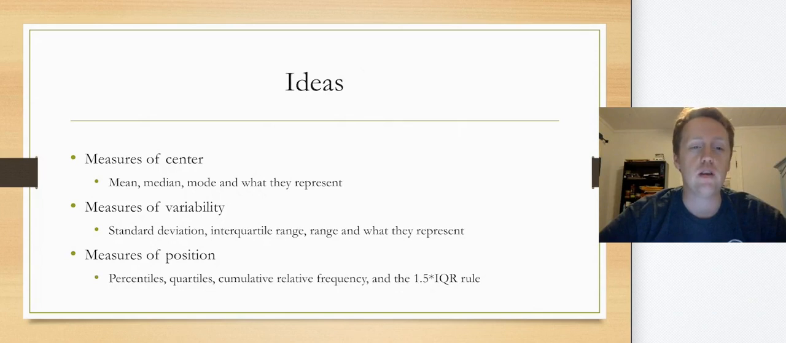Between these two videos, we're going to cover measures of center, which is mean, median, and mode, and what they represent. Measures of variability, which is standard deviation, interquartile range, and what they represent. Measures of position include percentiles, quartiles, cumulative relative frequencies, and then that 1.5 times IQR rule, which you probably will remember is our rule for determining if a value is an outlier in the data set.